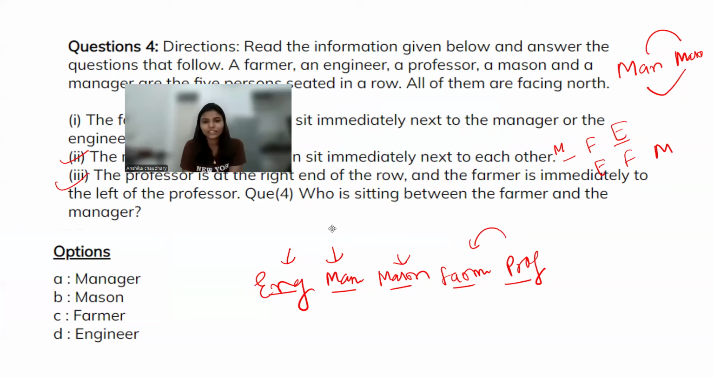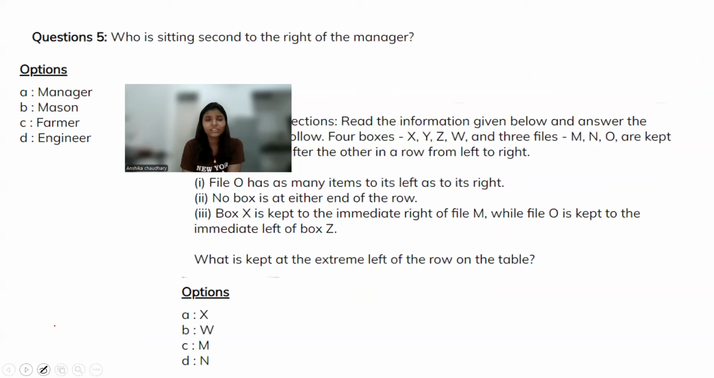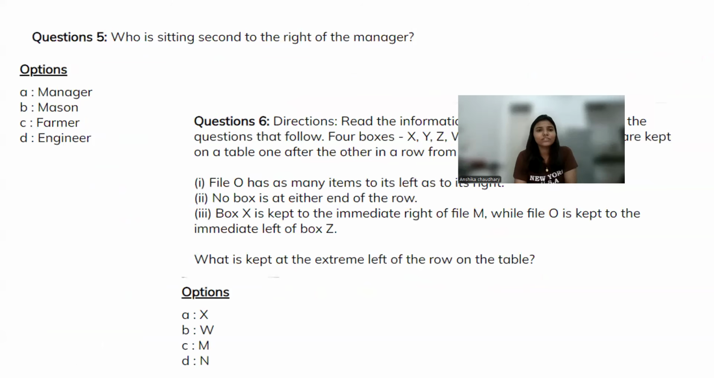So now we can answer this question, who is sitting between the farmer and the manager. So this is farmer and this is manager. So mason is sitting in between the farmer and manager. All right, I hope it makes sense. So let's move on to the next question.